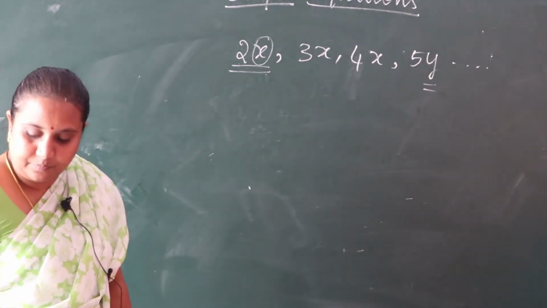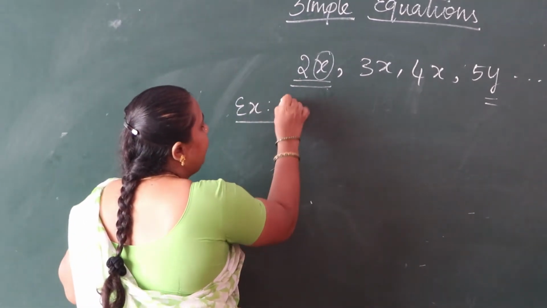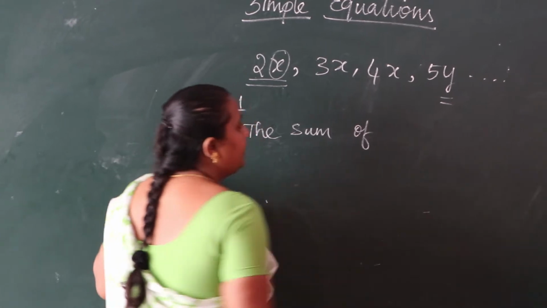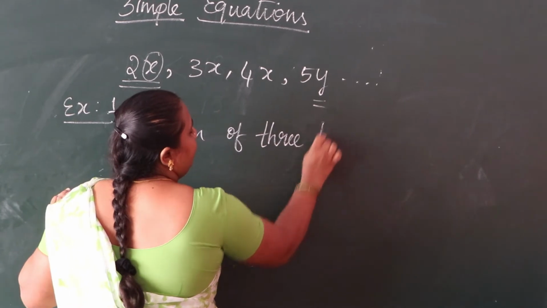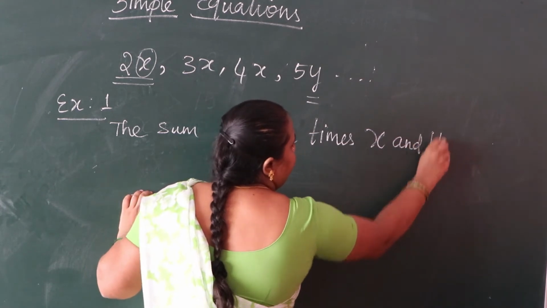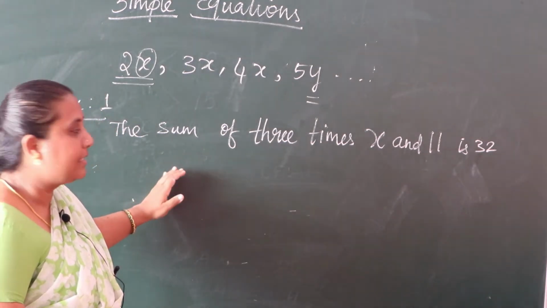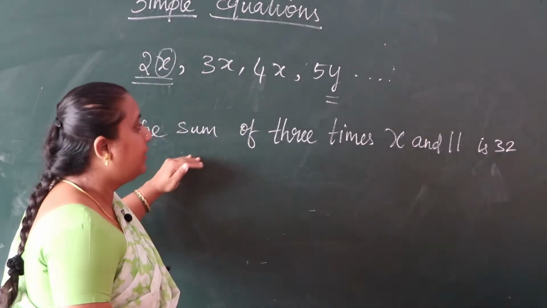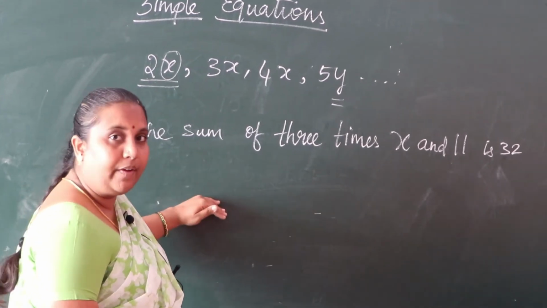Example 1: the sum of 3 times x and 11 is 32. The sum of 3 times x and 11 is 32. So how to write this statement in equation form?